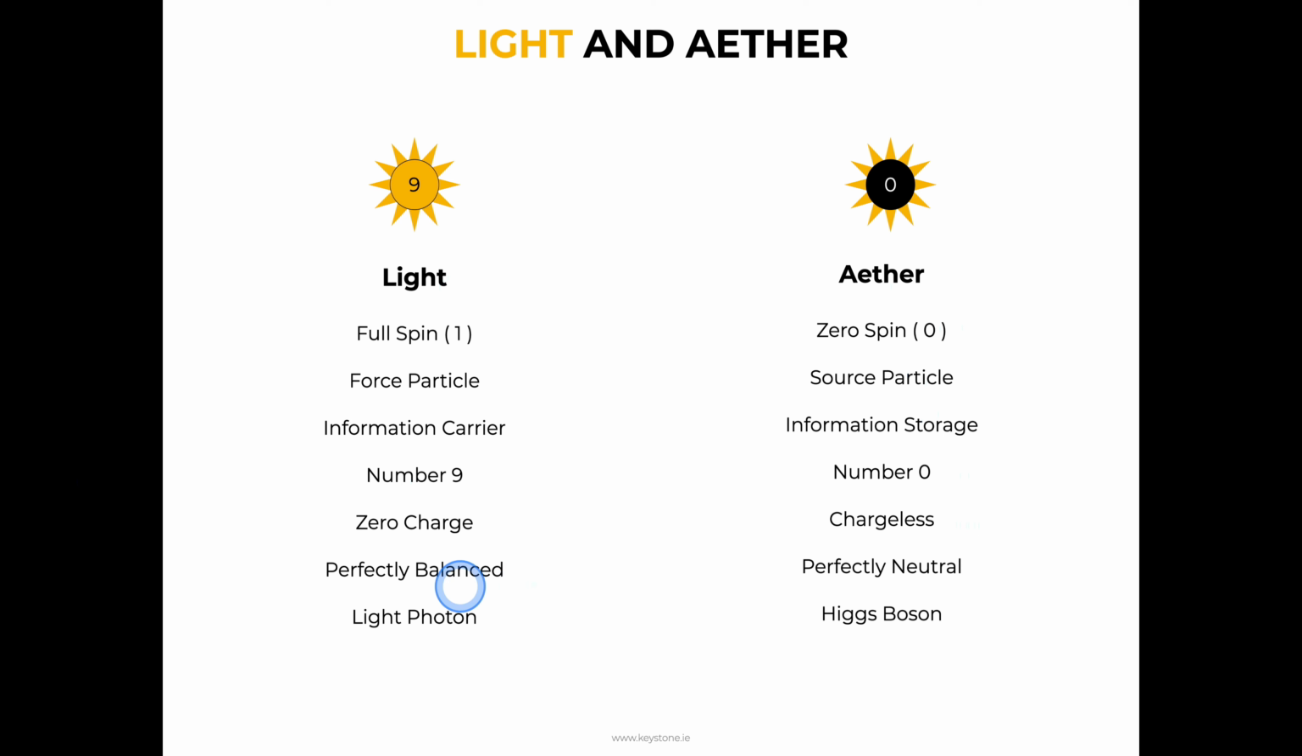This is chargeless. This is perfectly balanced. This is perfectly neutral. This is a photon of light. This is a Higgs boson. Perfectly balanced, positive equals negative. Perfectly neutral, neither positive nor negative. There's a difference. Positive equals negative, neither positive or negative.